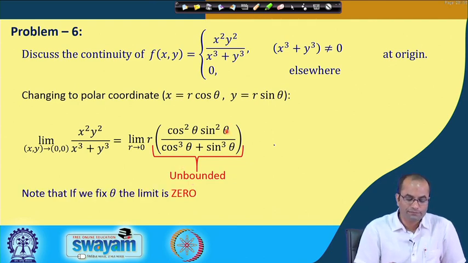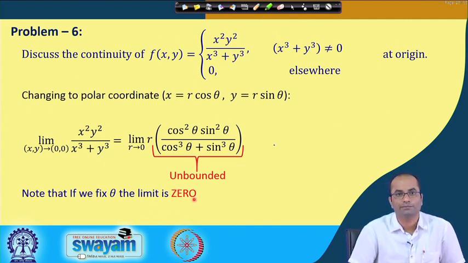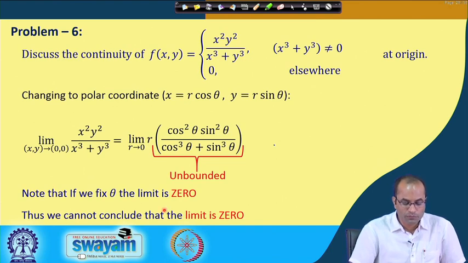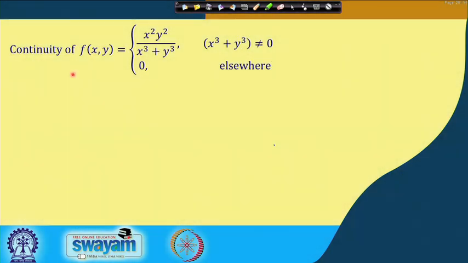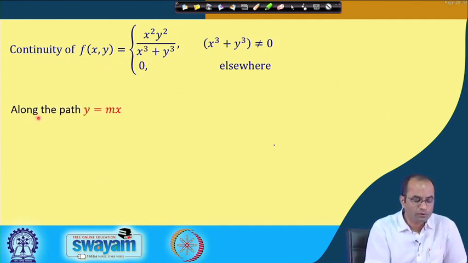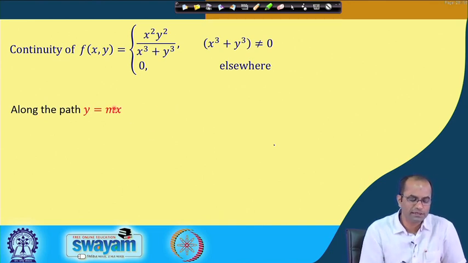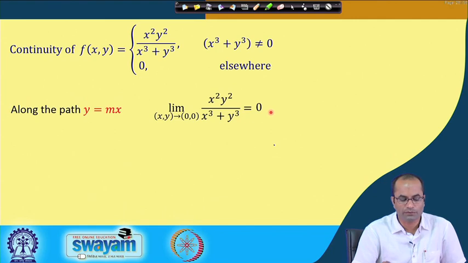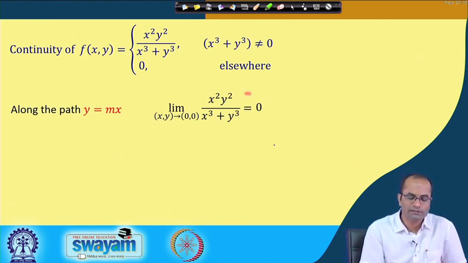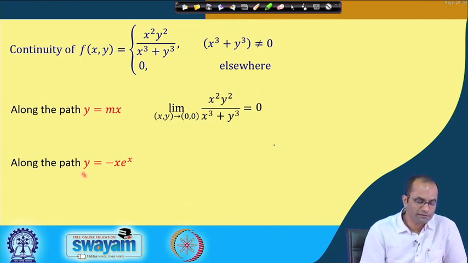So, if we fix theta, then again like in the previous example, this limit is 0. Thus, we cannot conclude that the limit is 0. So, we will see in the next slide now again that limit in this case does not exist. So, if we look at the continuity of this function, along this path y is equal to mx, or fixing theta, it is the same thing. So, we will get this limit as 0. We take y is equal to mx, or changing to polar coordinate and fixing theta, as we discussed both are equivalent. So, here this limit is 0 along this path.